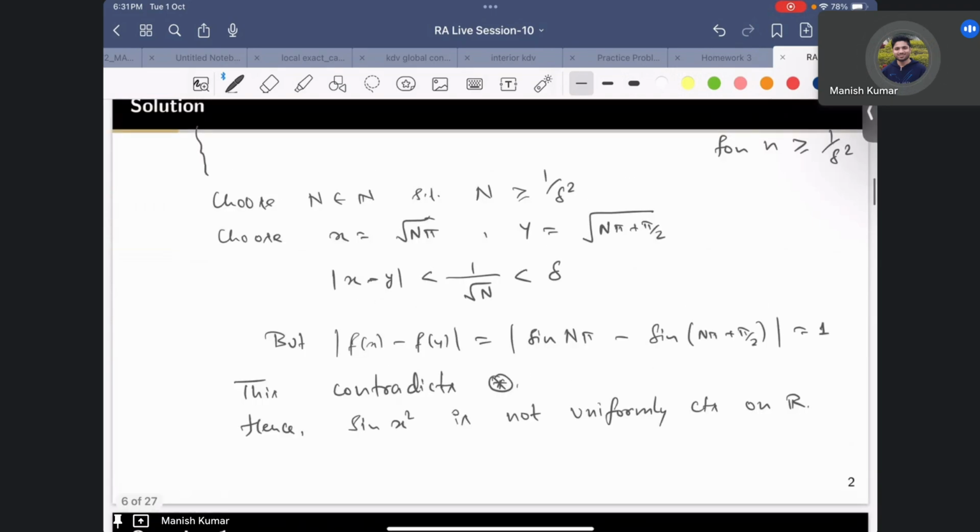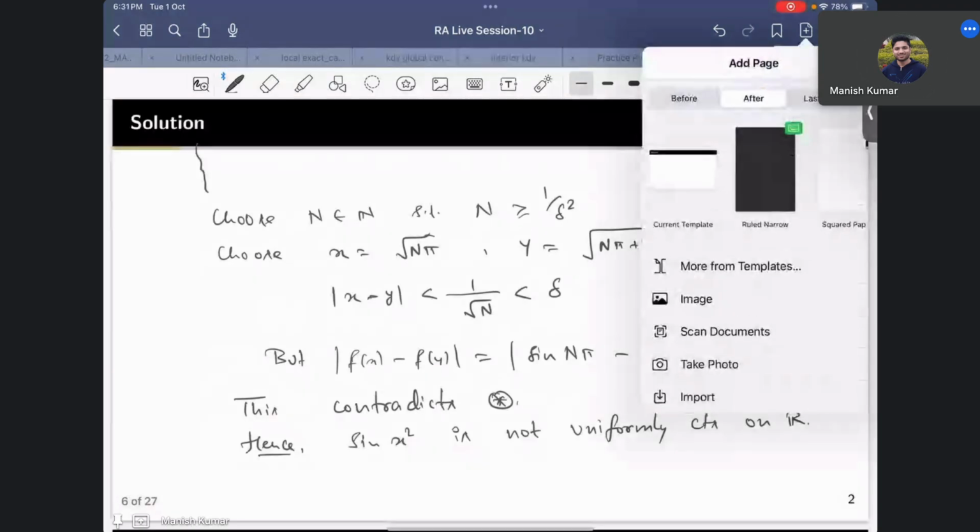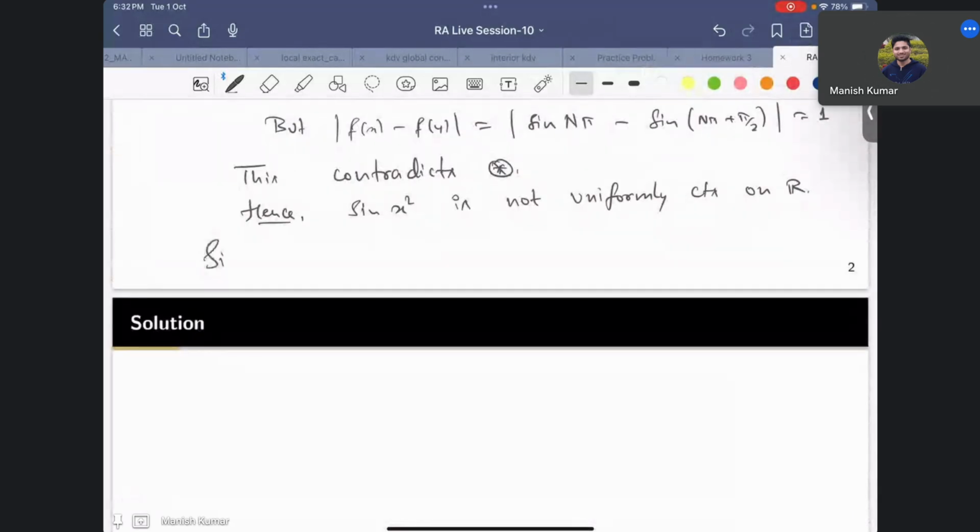So on R it's not uniformly continuous, but if you take a bounded domain, then it will be uniformly continuous. That you know already, right? That any continuous function on a compact set or closed and bounded interval is going to be a uniformly continuous function, right? That I hope you already know. So the main thing is about R, it's not uniformly continuous on R. Similarly you can show that cos of x square is not uniformly continuous. The same logic would work.